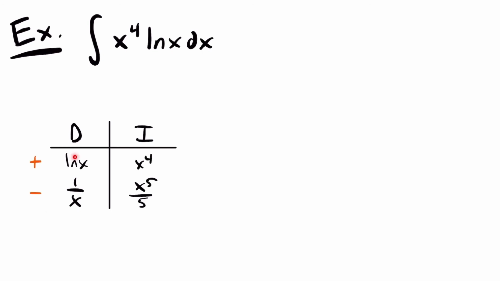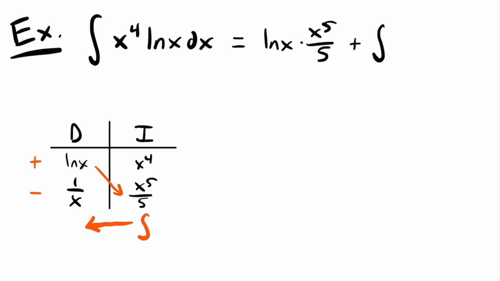We can then multiply the first term in our derivative column by the second term in our integral column. So we'll multiply diagonally. And then we will add the product of our bottom two terms integrated. And so that will look like this. Our integral will be equal to the natural log of x times x to the fifth power divided by 5. And then we will add the integral of x to the fifth power divided by 5 times negative 1 divided by x.